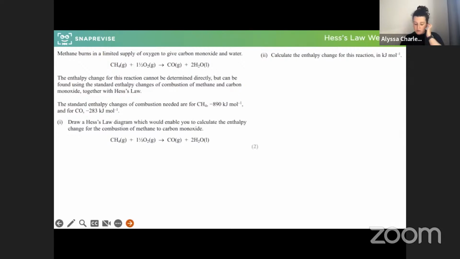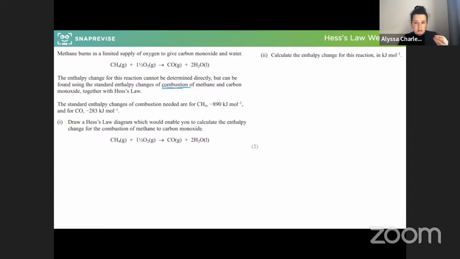I'd like to have a go at this one first because it's talking about constructing a Hess cycle. This is the second exam question. So it says methane burns in a limited supply of oxygen to give carbon monoxide and water. That's our reaction that's happening. The enthalpy change for this reaction cannot be determined directly, but can be found using the standard enthalpy changes of combustion of methane and carbon monoxide together with Hess's law.